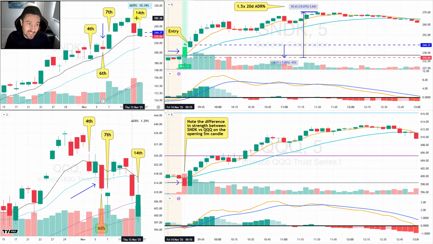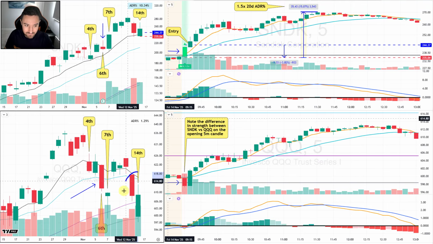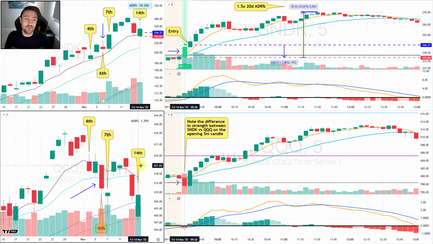The strongest stocks hold their 10-day EMA. See how it holds the 10, it holds the 10, it holds the 10. On the 14th, it holds the 10. Look at that strength on the 13th. You see it? Strength on the daily chart.